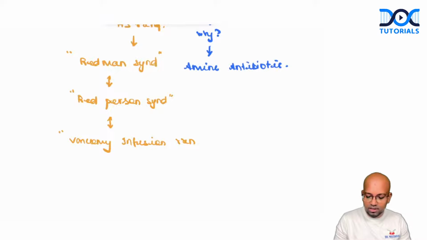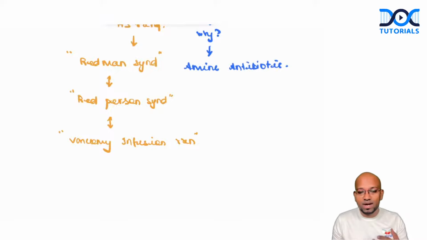Vancomycin infusion reaction. And again, why has this name change happened? Because the red color discoloration of the skin is difficult to make out if a patient is black. Simple: if a patient is already dark skinned, it is difficult to make out the red discoloration. So they have changed the name to vancomycin infusion reaction.